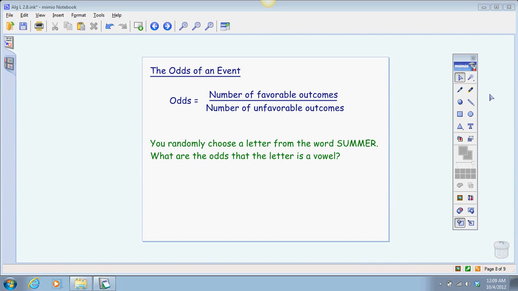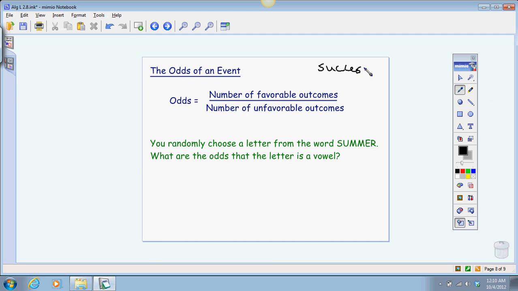When we talk about the odds of an event, a lot of times we confuse it with probability. Basically, if you think about probability, we think about it as the number of favorable outcomes over the number of total outcomes, or the number of successes over the number of trials. That's probability, both experimental probability and theoretical probability. We take what we want to have happen over the total number of things that can happen.